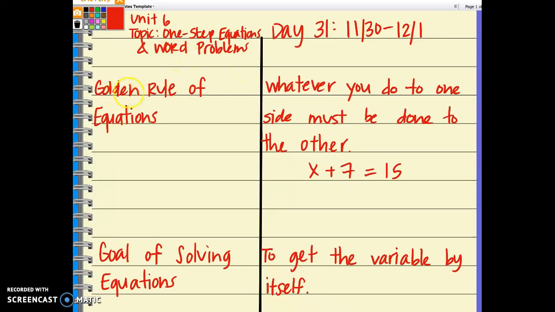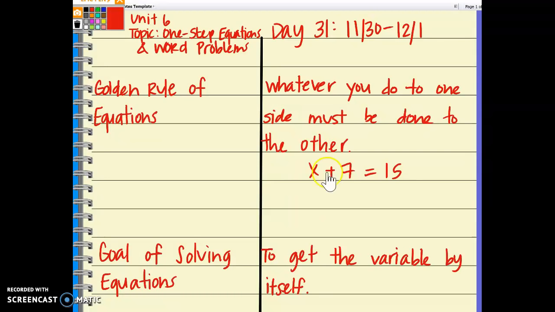Before we get started, let's talk about the golden rule of equations. You probably heard growing up the golden rule is to do unto others as you'd have done to you. It's similar when you're solving equations. You want to do the same thing to both sides, so I wrote whatever you do to one side must be done to the other.